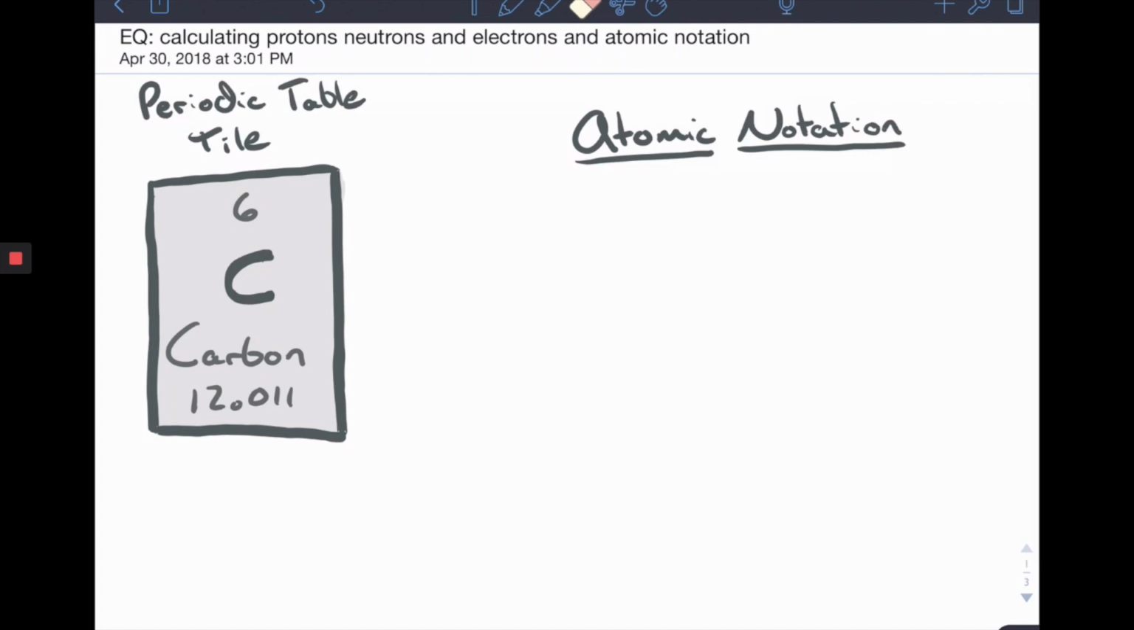Students, Mr. Blossom just wanted to go through how to calculate protons, neutrons, and electrons and what is meant by atomic notation. So often when you look at the periodic table, you'll see a tile that looks something like this. It's got some letters and some numbers on it, and we want to see what's going on with it.